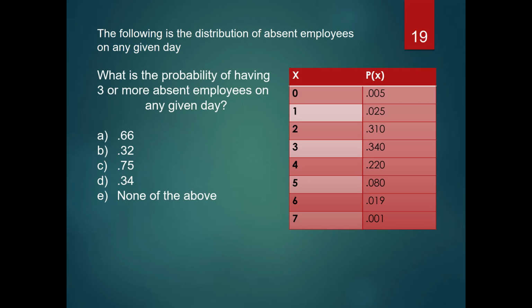Using the same data, the following is the distribution of absent employees again. What is the probability of having 3 or more absent employees on any given day? So again, you're just adding probabilities here. I would add the 0.34 plus the 0.22 plus 0.08, 0.019, and 0.001, which would be easy if my data is already in Excel. Okay? So the answer is 0.66.